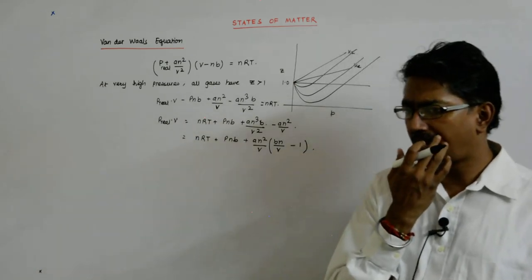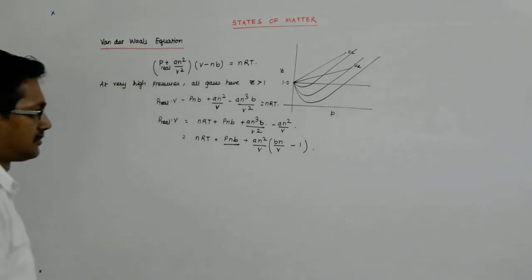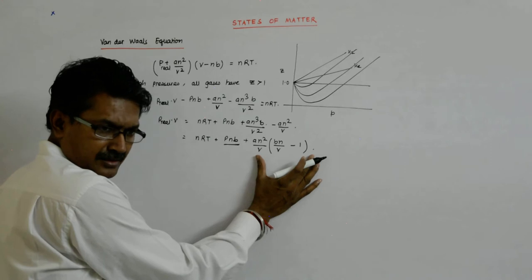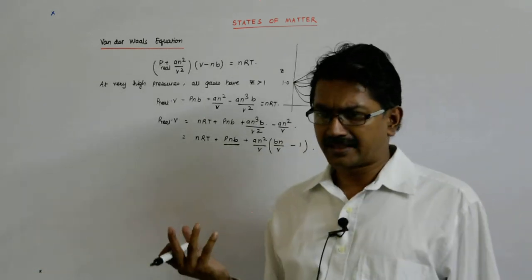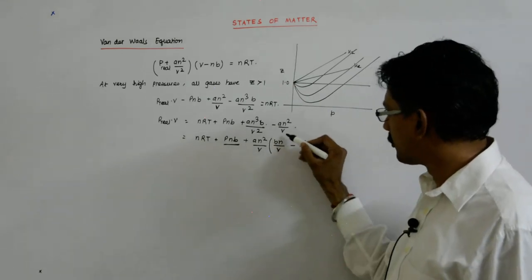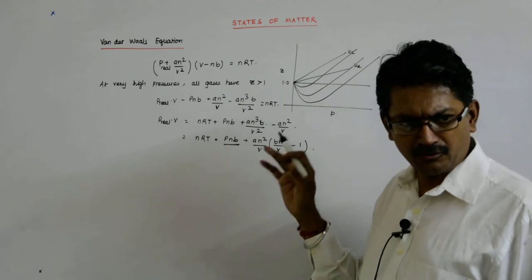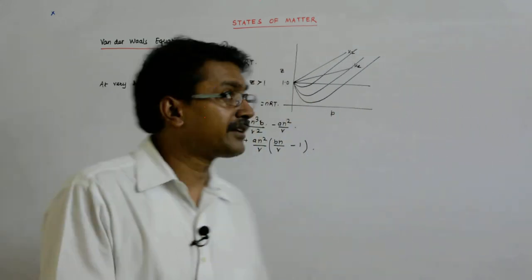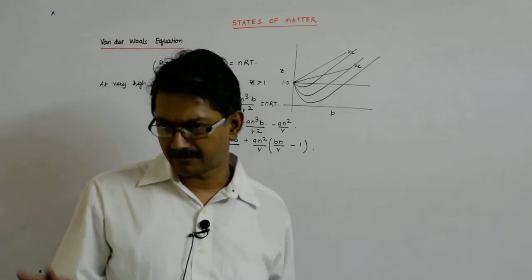What should happen at very high pressures? At very high pressures, this term overwhelms everything else. Even nRT, it gets added to that. It is nRT plus something. Now here V is also small, so this will also be far greater than 1, because at higher pressures the volume is less. So this is positive, so P real into V has to be greater than nRT, because it is nRT plus something.